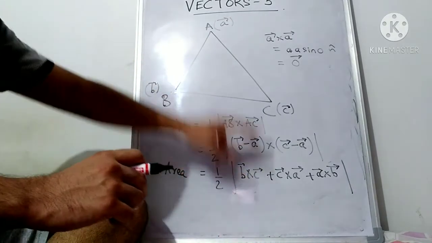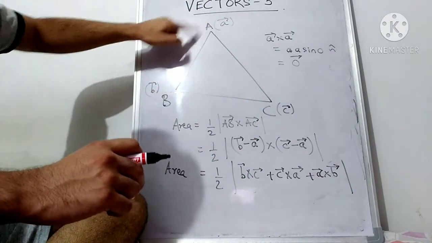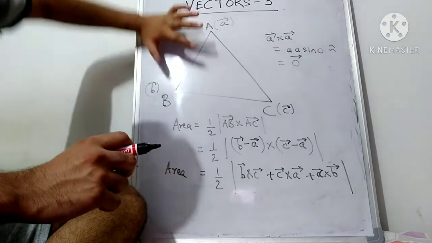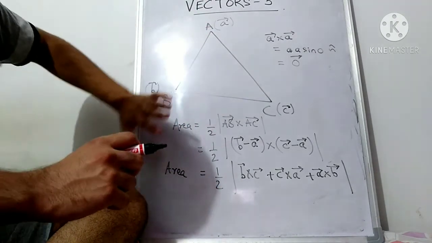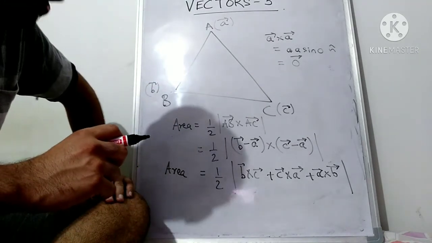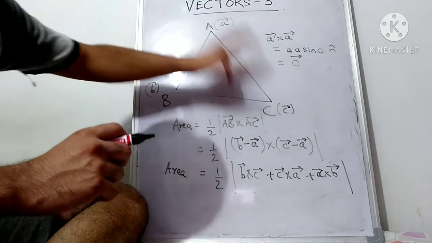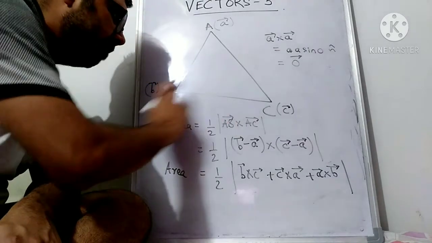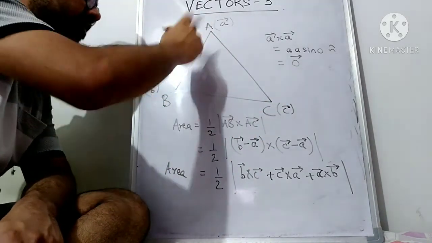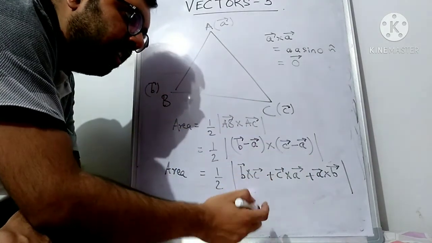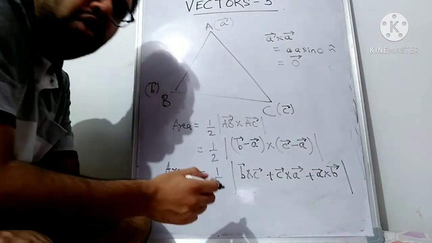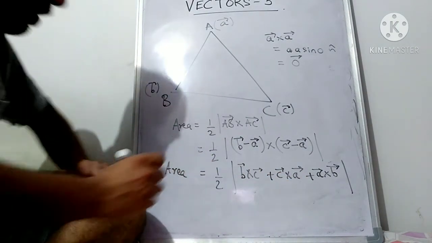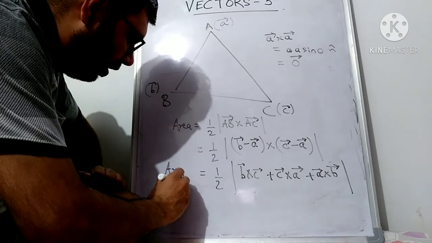When we know the position vectors of the three vertices of a triangle, in order to find the area, we take the cross product of every two of the three vertices. So B cross C, then C cross A, and then A cross B in cyclic order. Take the sum of all three, then take the mod of that, which means take the magnitude of that, and then divide by 2. This will give you the area of triangle ABC.